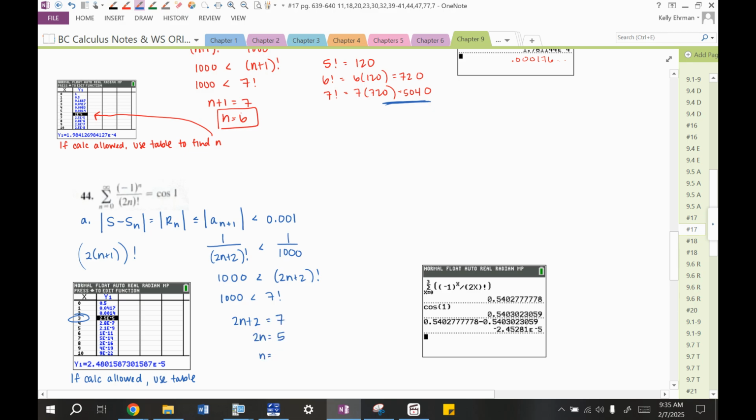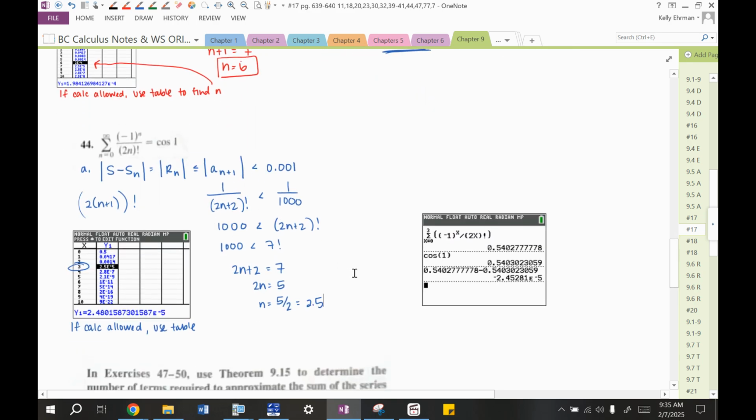Now I'm getting a fraction. I'm getting 2.5. So n needs to be a whole number, right? n is an integer when we're doing summations. So what does that mean? It means round it up, right? So n equals 3. And if you're not sure whether to round it up or down, try it out. I would always err on the side of more terms if I'm trying to get an error. But if I need 2.5 and I round down, then I'm not going to have enough terms to get me less than 1 over 1,000.